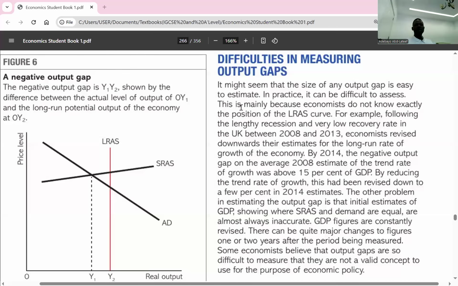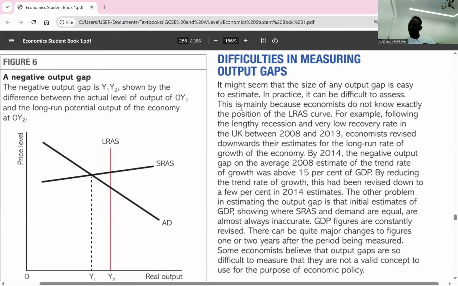Okay. So we'll go to negative output gap. A negative output gap simply means that the economy is operating below its trend level of growth. So since the economy is operating below the trend level, it can be graphically represented below. Based on the graph, the equilibrium level is at 0Y2, but the economy is operating at 0Y1, where the short-run aggregate supply and aggregate demand intersect. So that means the economy is operating below its full potential. That's what we call a negative output gap. I think it's clear. Okay.